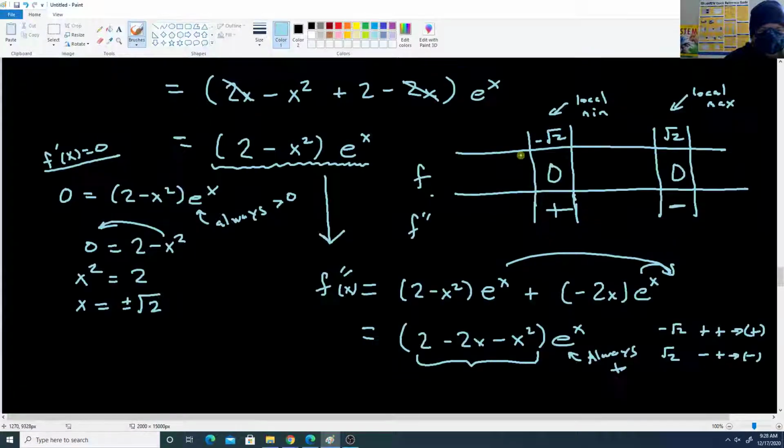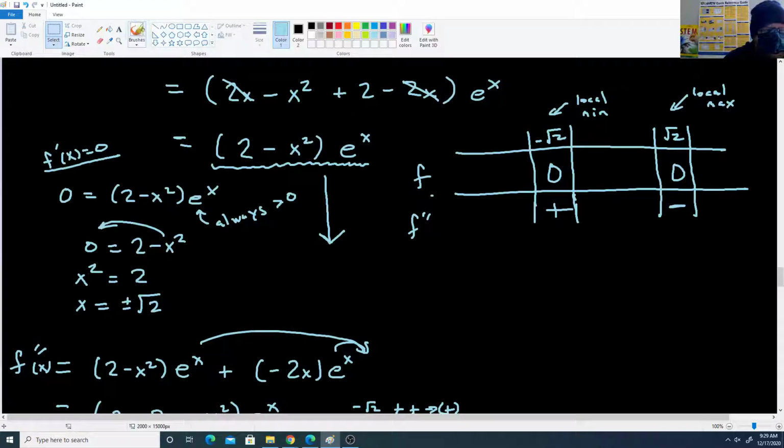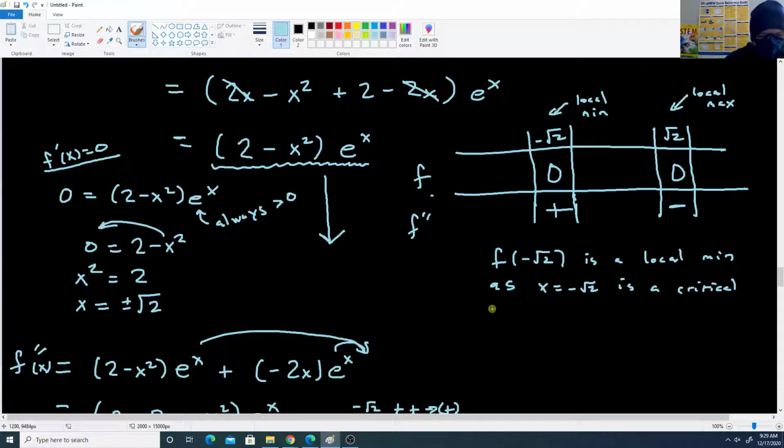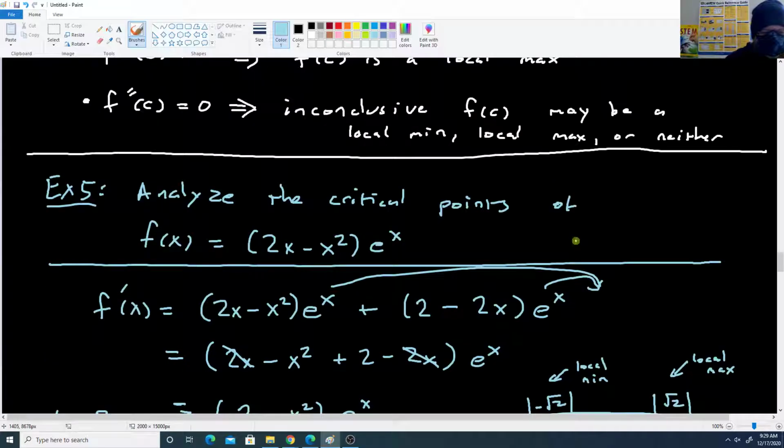And we just need to write it up nicely. Let me scoot my second derivative over to the side, and we'll write up the answer down here. So we're going to say f of negative square root of 2 is a local minimum, as x equals negative square root of 2 is a critical point and the second derivative is greater than 0. So for a critical point where the second derivative is positive, it's a local min.